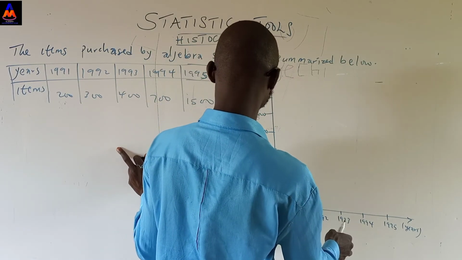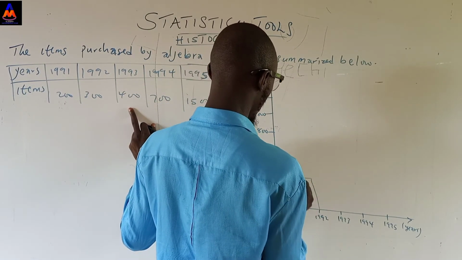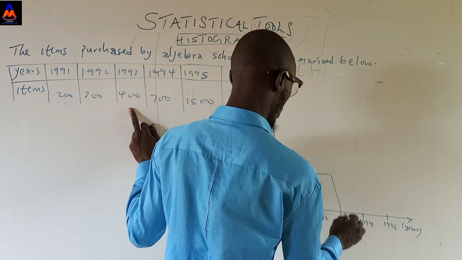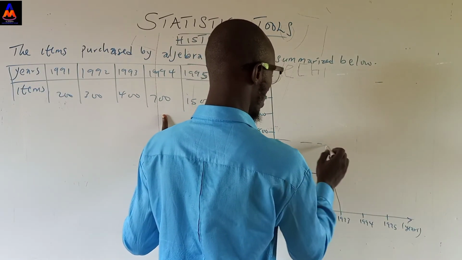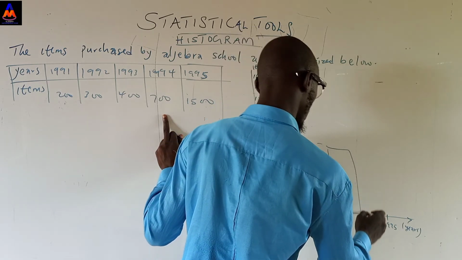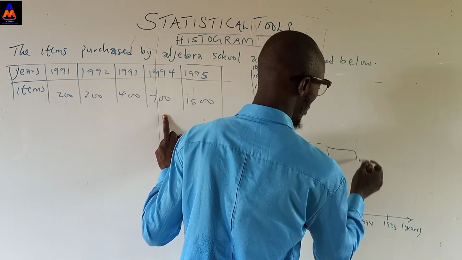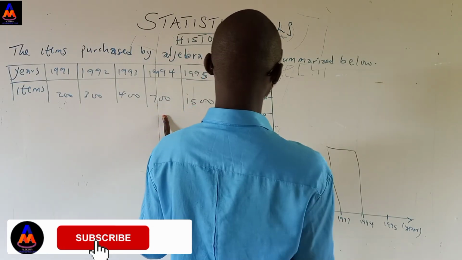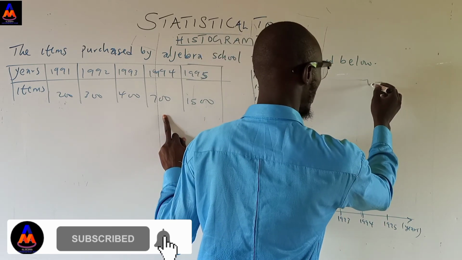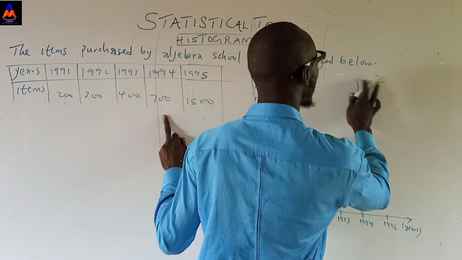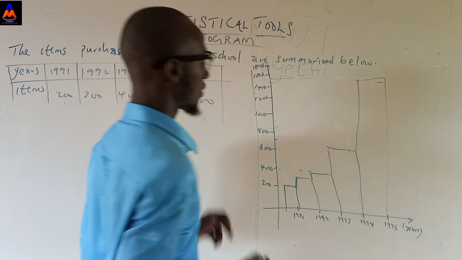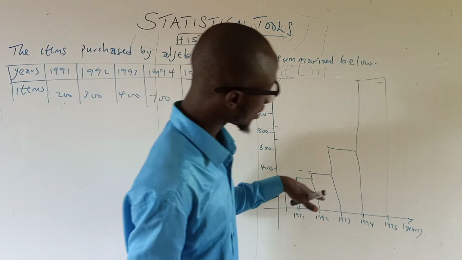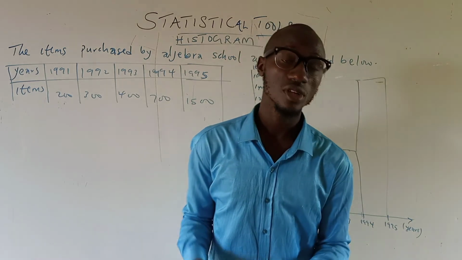Then also 1993 is 400. 400 is going to be here. It's going to be at this point, and you combine it with this. Then the next one is 700, which is going to be here. Then you combine it with this. There are measurements which you should also follow if you are using your graph book. Then the last one is 1500, and that will be somewhere here. You have to combine it with this. So the only difference between a histogram and a bar chart is that the bars will be joined together in a histogram, but in the bar chart they will be spaced.